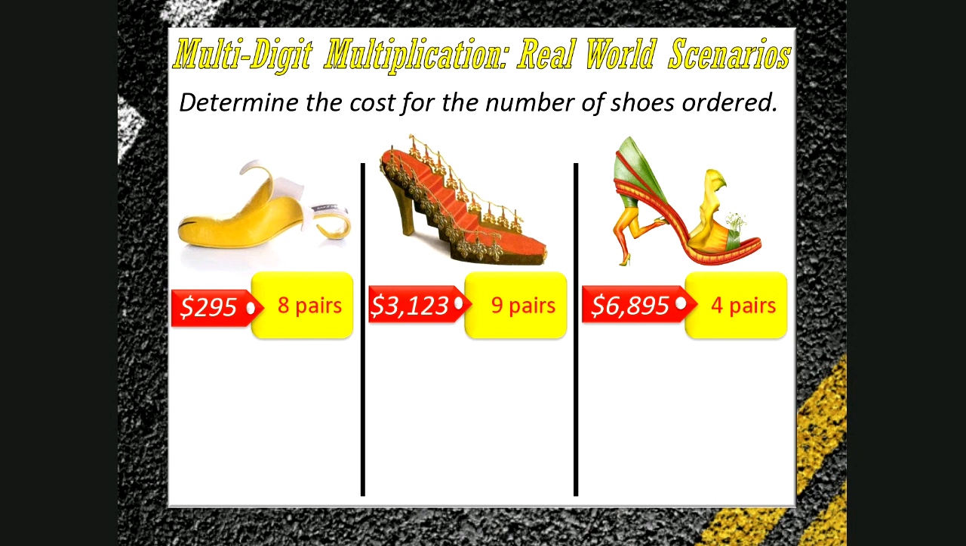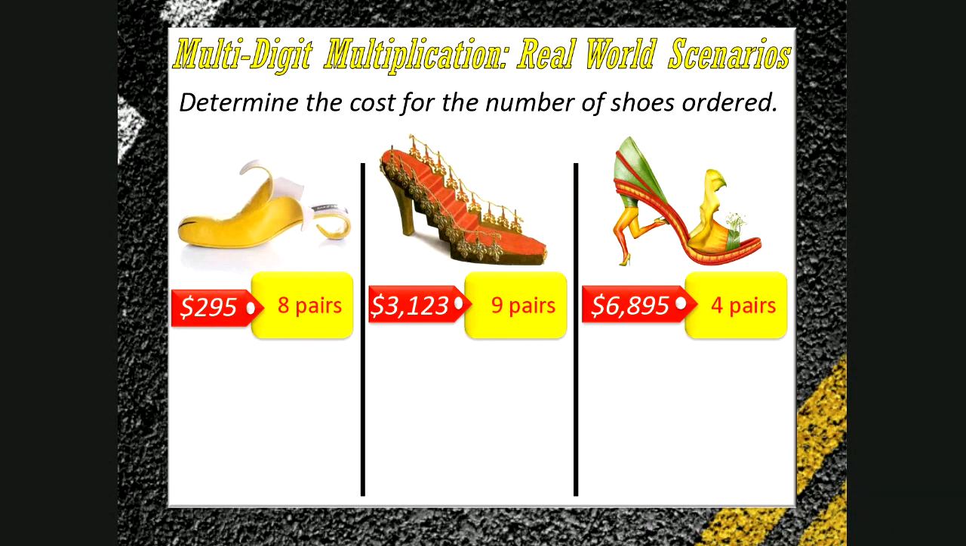In a real-world situation, you may need to be in the grocery store one day and have to purchase a certain number of loaves of bread, or maybe a certain number of frozen pizzas, and they are $5 each, and you need 12 of them. So you would have to use two-digit multiplication. In this case, we're talking about shoes. Some rather interesting looking shoes here. So how would you go about setting up the first one? $295 for 8 pairs of shoes.